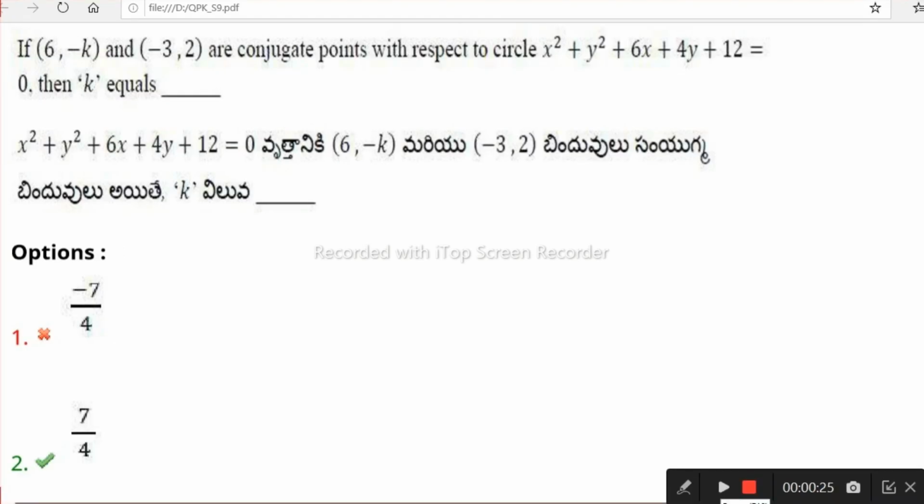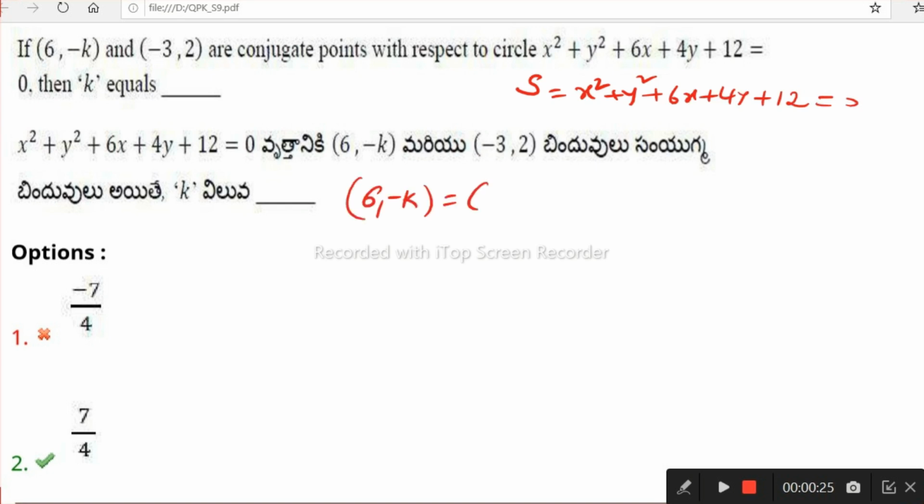Look at this first question. From this, question 51 was given in circles. What they gave is: if 6 minus k and minus 3, 2 are conjugate points with respect to the circle, then find the k value. So 2 points are given that are conjugate points. We can take those 2 points as x1 y1 and x2 y2, and the given circle is taken as S. S is here x square plus y square plus 6x plus 4y plus 12 is equal to 0, circle S. What are the given 2 points? 6, minus 1 is one of the points, taken as x1 y1, and the other point is minus 3, 2, that is x2 y2.